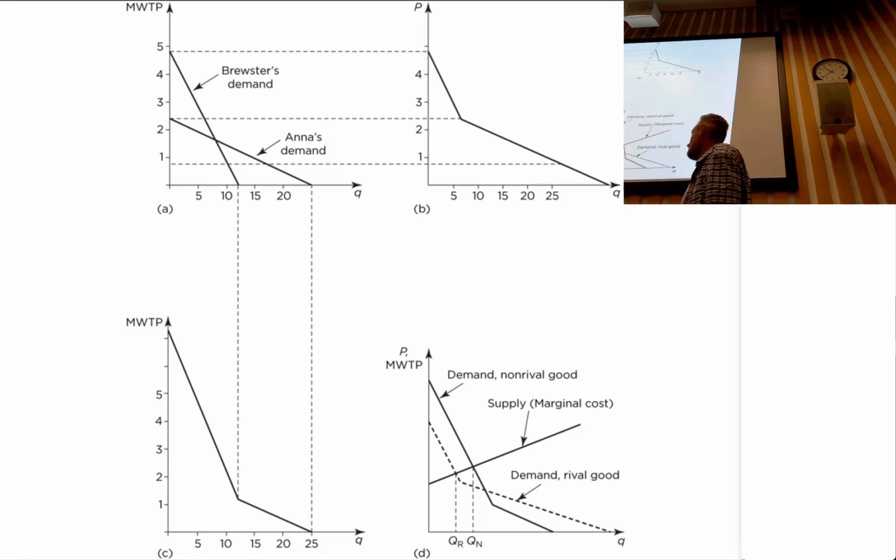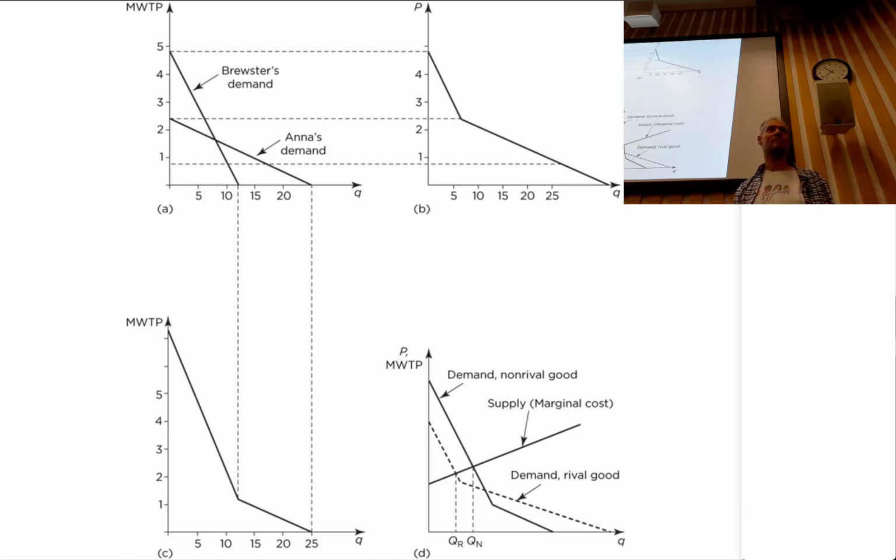Now, in a public good, the demand, if this good were public, would be this aggregate demand curve rather than that one. And essentially, if there's very little on the market, then Brewster is prepared to pay 5, and Anna is prepared to pay 2.5, but there's no rivalry in consumption. So Brewster can have his public good, and Anna can have her public good, but we don't need to choose between the two. Right? So one is prepared to pay 5, the other is prepared to pay 2.5. So the total demand is 7.5.